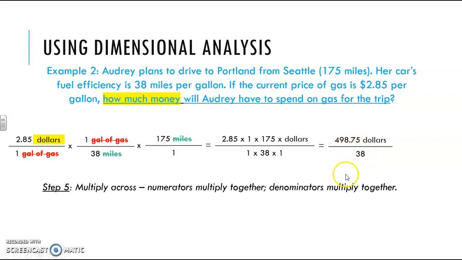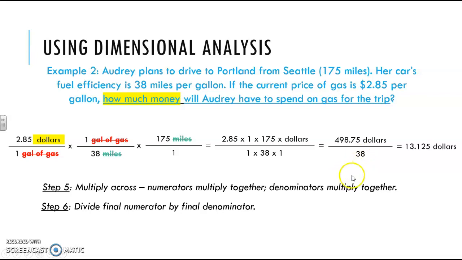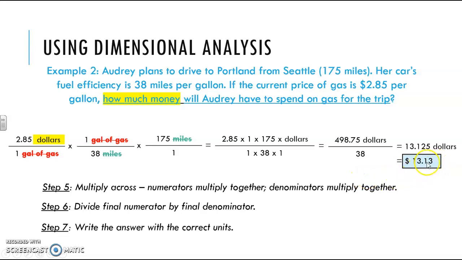$498.75 over 38. And then the last step is to divide the numbers here. We have the numerator divided by the denominator to get our final answer of $13.125, which we should round to the nearest hundredths of a cent, and we have our final answer there.